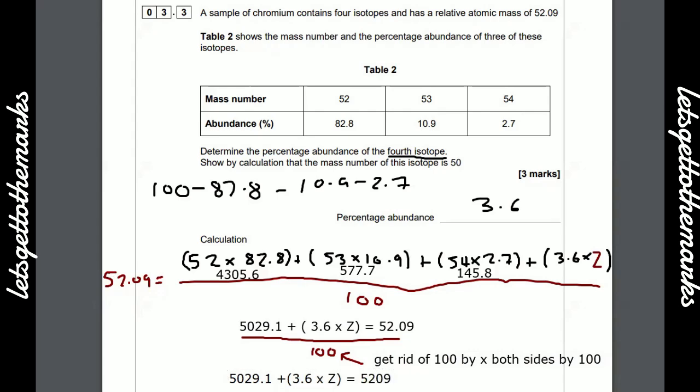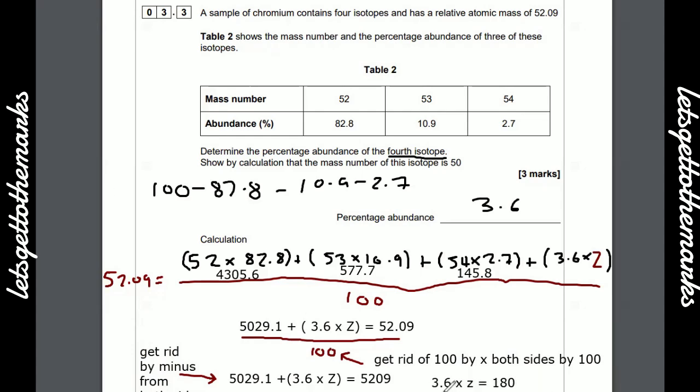So what do I want to do next? Well, I want to get rid of this 5,029.1. So to get rid of that, I'm going to minus 5,029.1 from both sides. And when I minus 5,029.1 from both sides, I end up with 3.6 times Z. So we're really simplifying here. And that is equal to 180. And now I know that 3.6 times Z is 180.